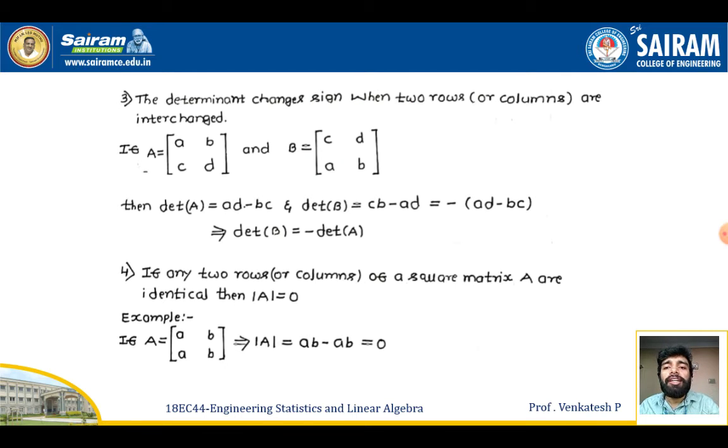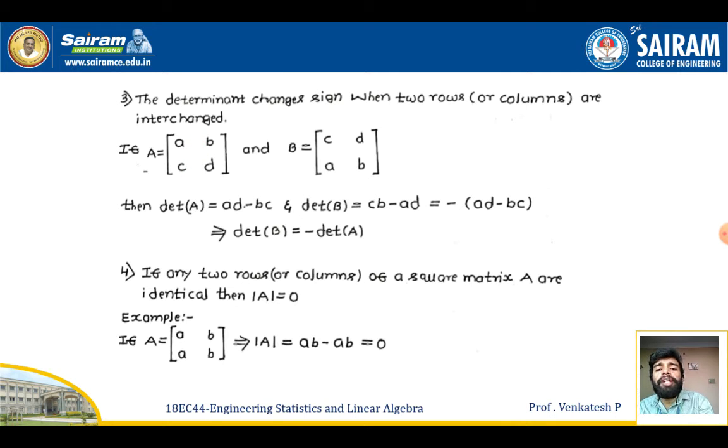Property number 3: the determinant changes sign when 2 rows or columns are interchanged. Here we can see the matrix I'm taking, A is equal to [a, b; c, d]. If I interchange any 2 rows or any 2 columns, I get a matrix B. This matrix B is obtained by interchanging the rows of matrix A.